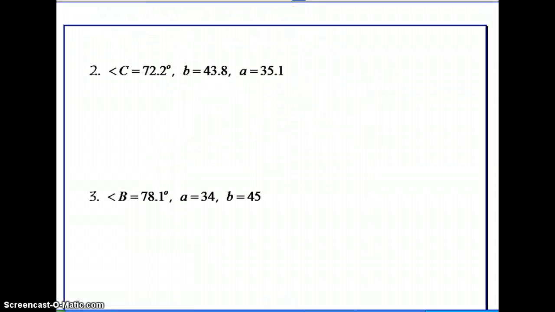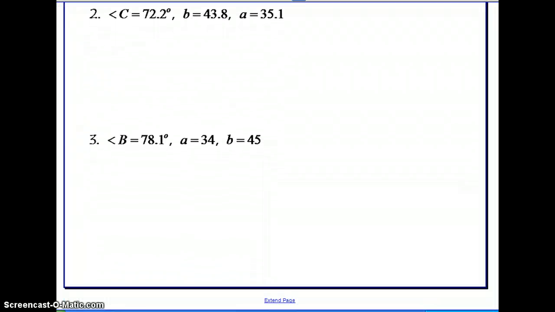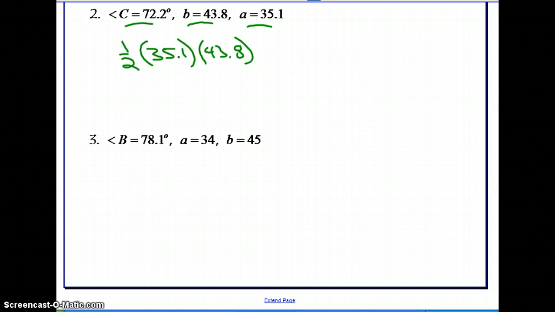Here's a couple more problems, same setup. And again, the point is, as long as your three letters are different, you can use this formula. So look here, I've got an A and a B and a C. Looks perfect. 1/2 A, B, times the sine of C.